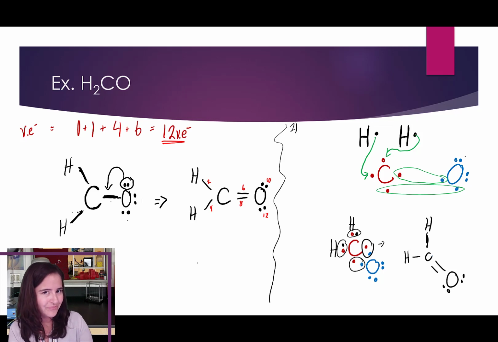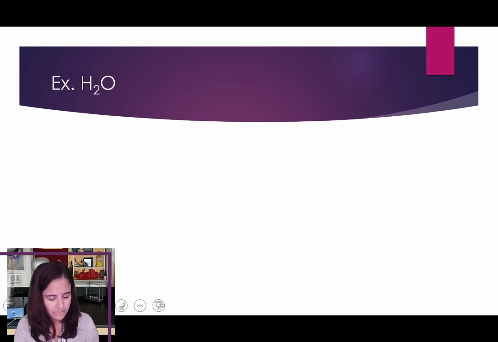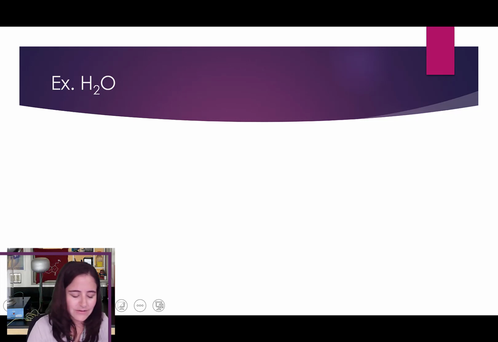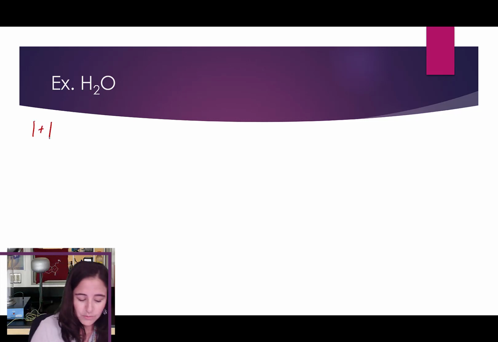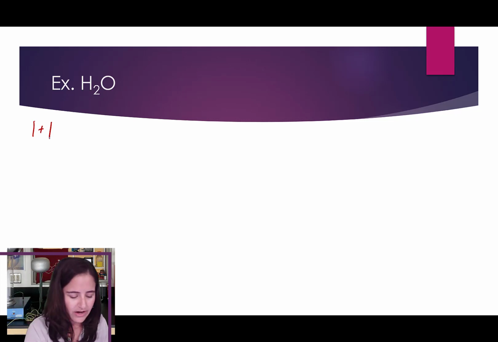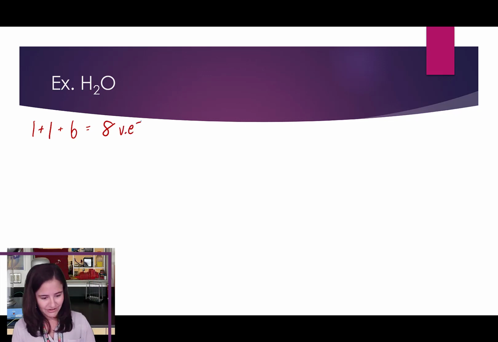Okay, cool. Let's try another one. H2O, water. One of our most common ones. So let's go ahead and count up our valence electrons. Hydrogen has 1, so we got 1 plus 1 for 2 hydrogens. And then we have an oxygen atom that has 6. So 6, 7, 8. We should have 8 total electrons in our structure.